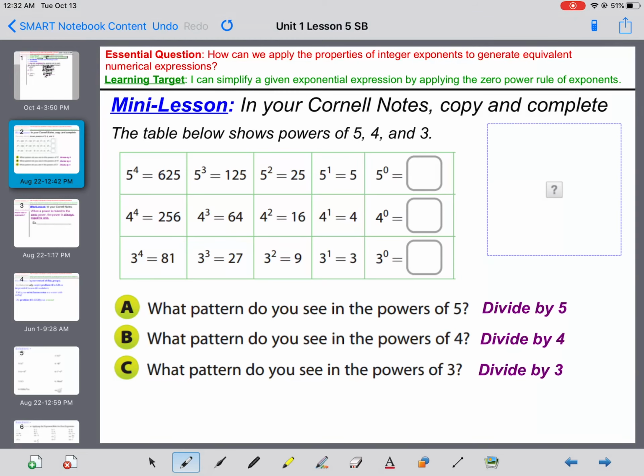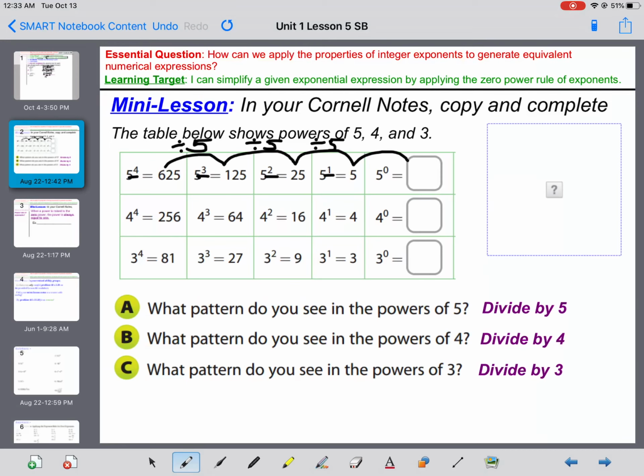But the main thing that I want everyone to look at is, as the exponents decrease by 1, going from left to right with our base of 5, what do we notice about 625 going to 125, 125 going to 25, 25 going to 5? What operation is happening from left to right? We notice that we have to divide by 5. Every single time an exponent decreases by 1, we're really dividing by 5.